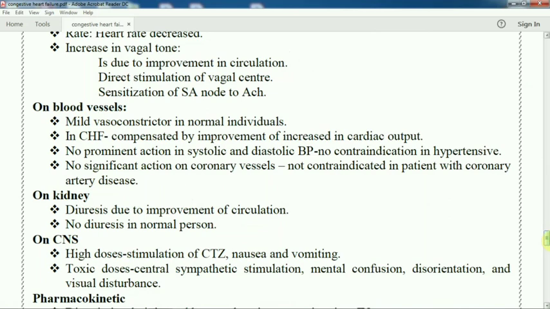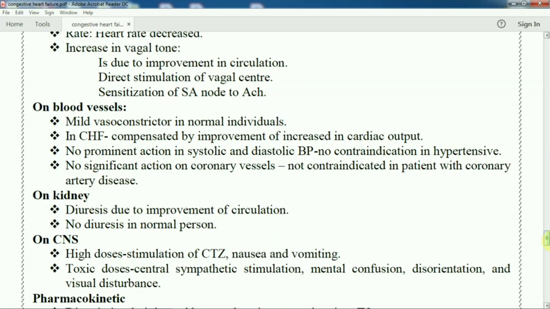On blood vessels, it is a mild vasoconstrictor in a normal individual. When we are using digoxin in a normal individual, it has a vasoconstrictor effect. But in case of congestive heart failure, this is compensated by the improvement and increase in cardiac output. No prominent action on the systolic and diastolic blood pressure. No contraindication in hypertension. No significant action on coronary vessels. Not contraindicated in patients with coronary artery disease.